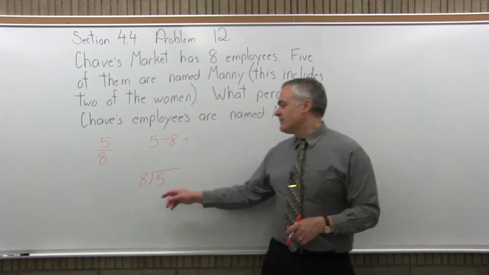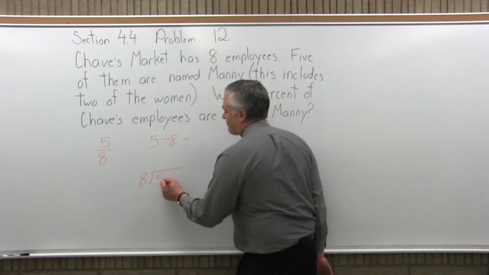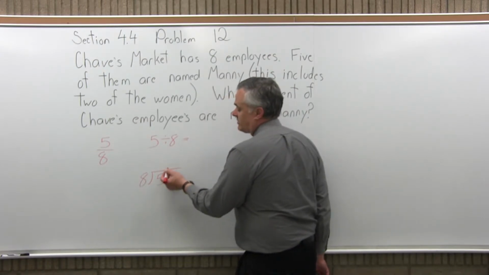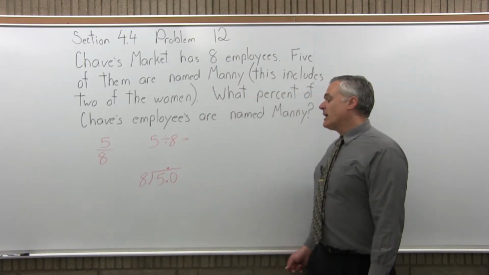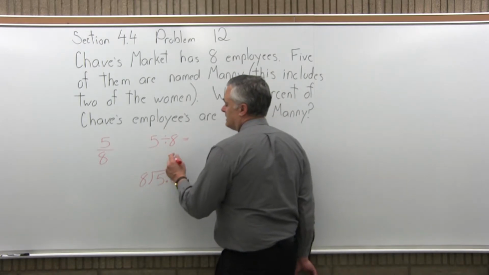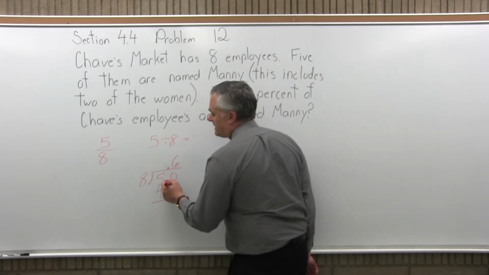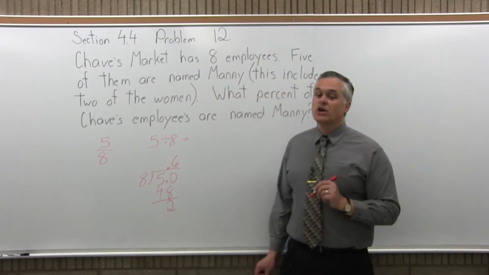Now 8 won't divide into 5 because 5 is not large enough. So what you do is you write it as 5.0 and treat it as if it's a 50. And that decimal that you've introduced has to come straight up vertically into your answer. So now 8 will divide into 50 how many times? Well, 6. 6 times 8 is 48. 50 minus 48 is 2. So it has not gone in evenly.